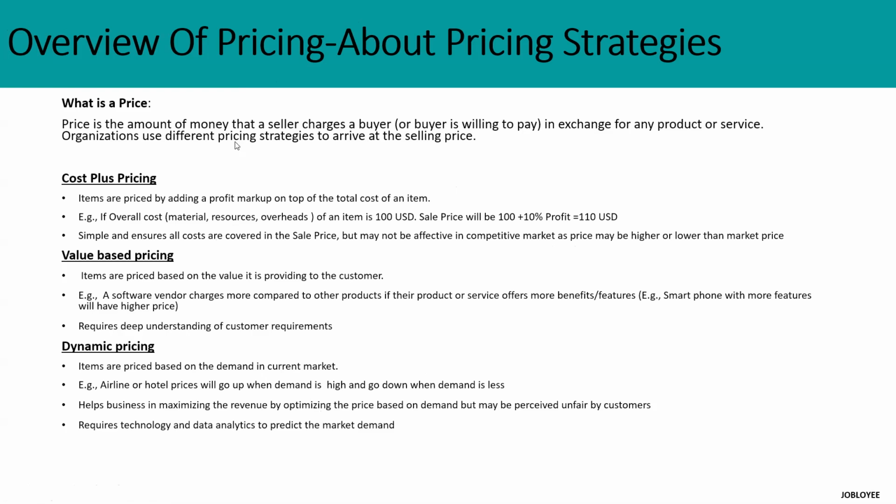In cost plus pricing, items are priced by adding a profit markup on top of the total cost of an item. For example, if overall cost of an item is $100, sale price will be $100 plus 10% profit, which is $110. This is simple and ensures that all costs are covered in the sale price, but may not be effective in competitive market as price may be higher or lower than market price.